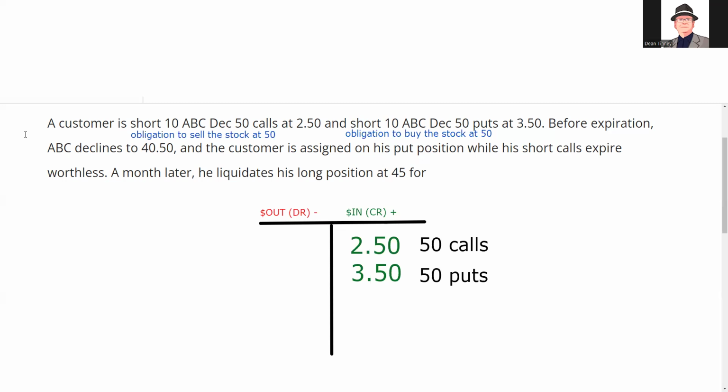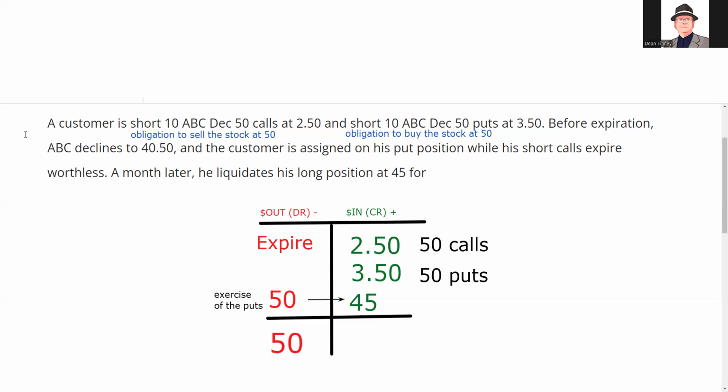My guess is this is where the test taker was struggling, because that really has nothing to do with answering this question. It says the customer is assigned his put position. So again, contract specifications. Do you understand that means somebody stuck the stock to me at 50? I'm the put writer, so I got exercised on the put. It says the short calls expire worthless. A month later, I liquidate the stock for 45.